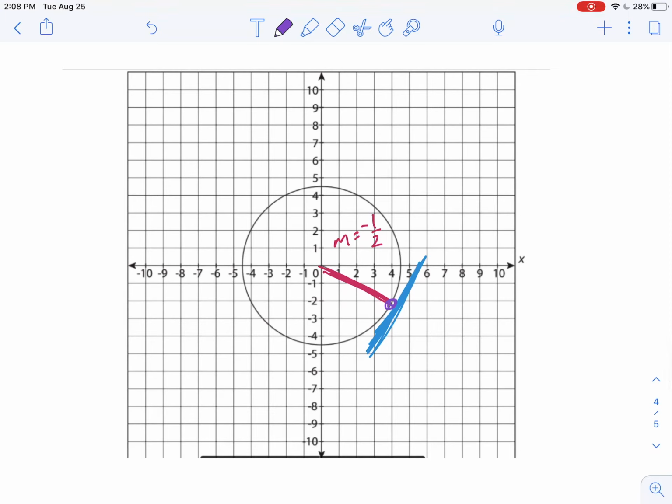If this forms a 90-degree angle, if we remember back to Math 1 and Math 2, the slopes of perpendicular lines are opposite reciprocals of each other. So if the slope of the red walkway is -1/2, the slope of the blue walkway is +2/1, or just 2.